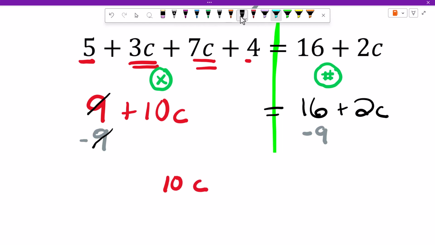On the other side, we clean up this. 16 minus 9, what do we get there? 7. So I write down my 7. And that 2C had nothing to combine with, so it stays the same. So we're looking pretty good here, right? Our decision was to have our letters over here, our numbers over here, all of our numbers over here. We just need to move our letters to over here.